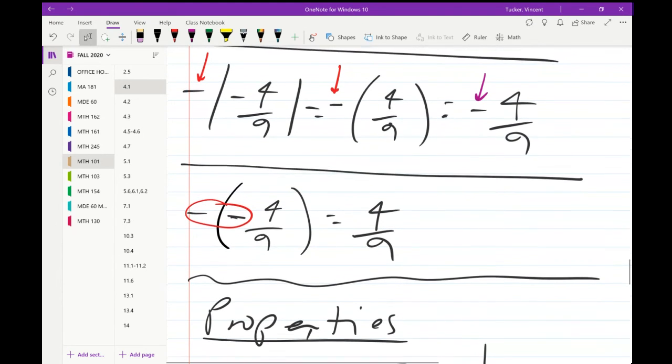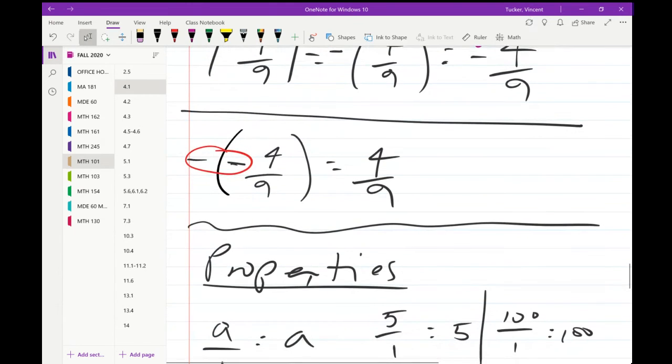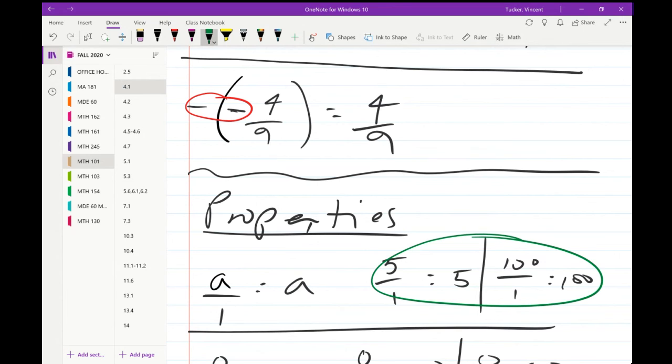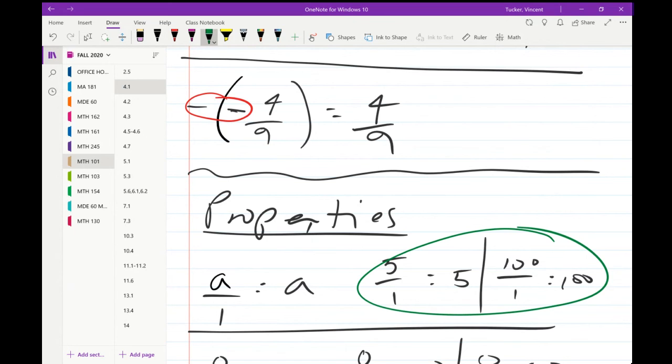And the last thing is just properties of your fractions. Just general properties. The first one, a over 1. A just represents any number. So any number over 1 is itself. Over here, we're just doing examples. 5 over 1 is 5. 100 over 1 is 100. So that's all we're doing over here, just emphasizing that.